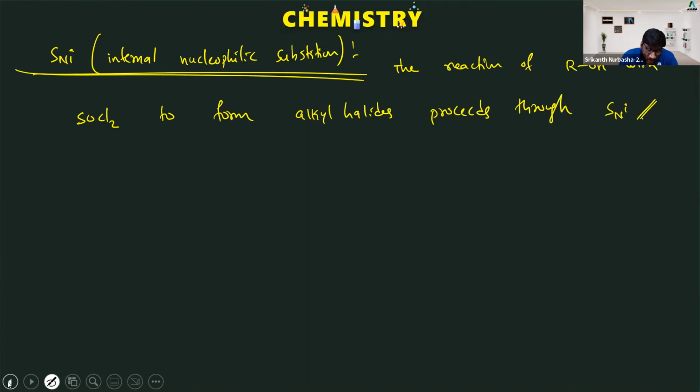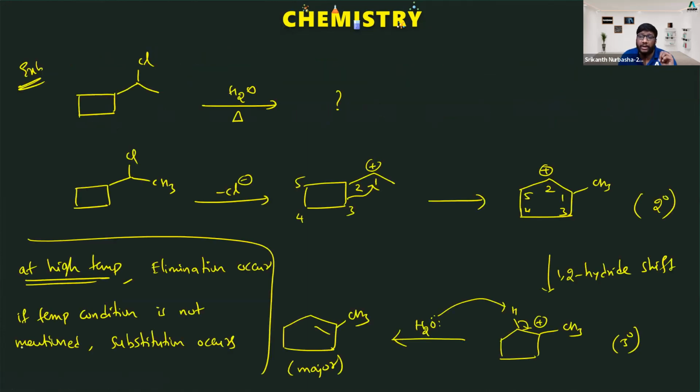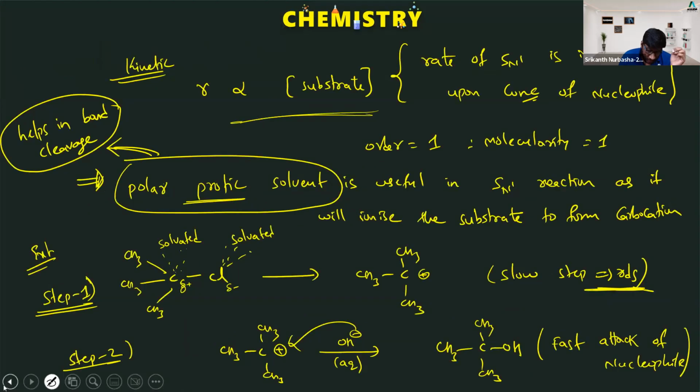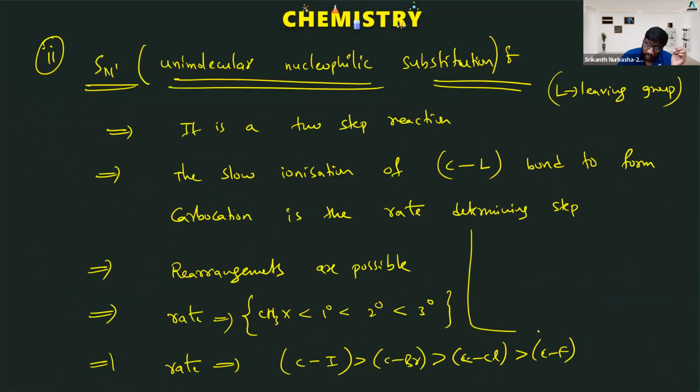And one more point you have to understand in SN1. In SN2 we have looked at the stereochemistry. In SN1, what is the stereochemistry? I explained this while explaining racemization. How many of you remember? Partial racemization occurs in SN1.